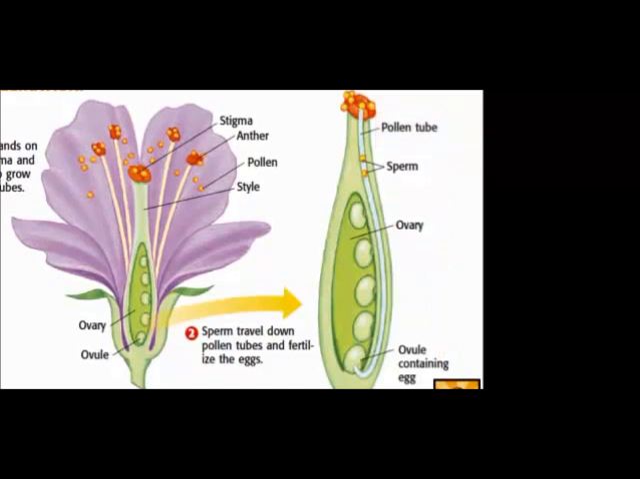Now once the sperm gets into the ovary, it's going to go into the ovules and fertilize the ovules. Once the ovules are fertilized, the ovary will eventually become a fruit, and then the ovules will turn into seeds. So by definition, any fruit that you eat has to have seeds in it. So an apple is a fruit, an orange is a fruit, a banana is a fruit, a tomato is a fruit, a cucumber is a fruit, and a pepper is a fruit.